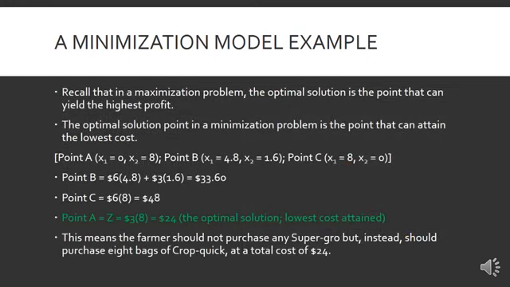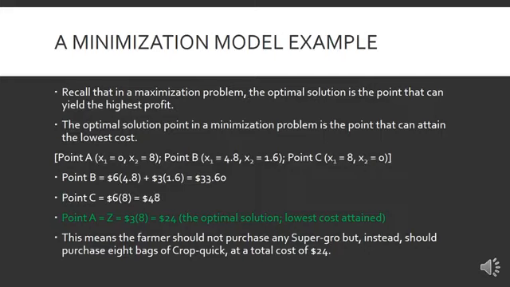Okay, recall that in a maximization problem, the optimal solution is the point that can yield the highest profit. Okay? Maximization, highest profit. Sa minimization naman, the optimal solution point in a minimization problem is the point that can attain the lowest cost. Okay? So, for the sake of time, kinumpute ko na kung ano yung point A, point B, point C for your own convenience. Pero pwede nyo rin computein itong mga to, ano?